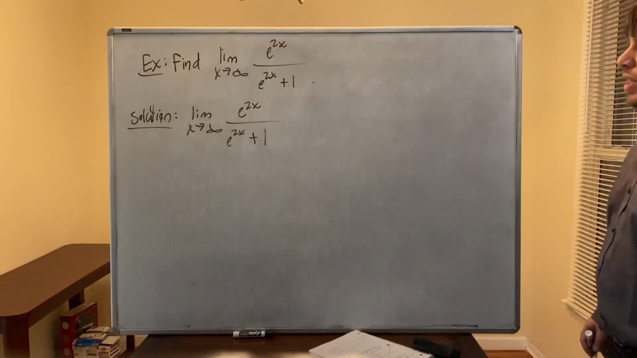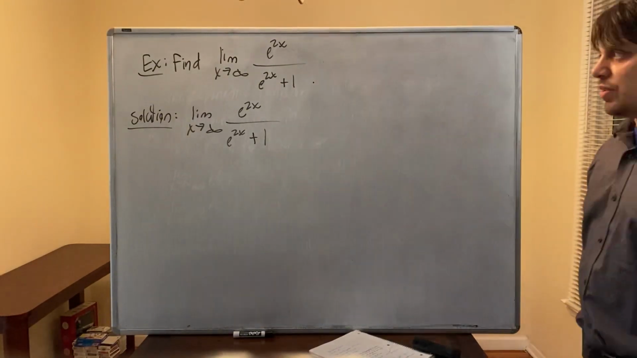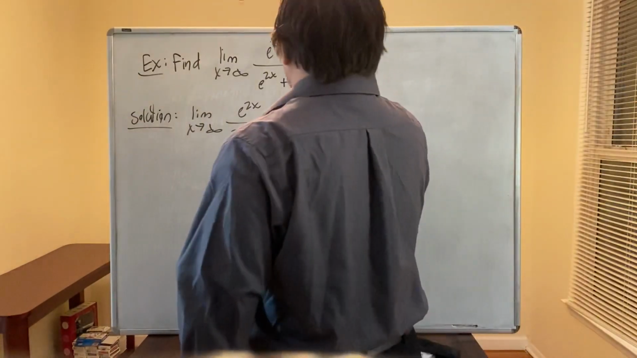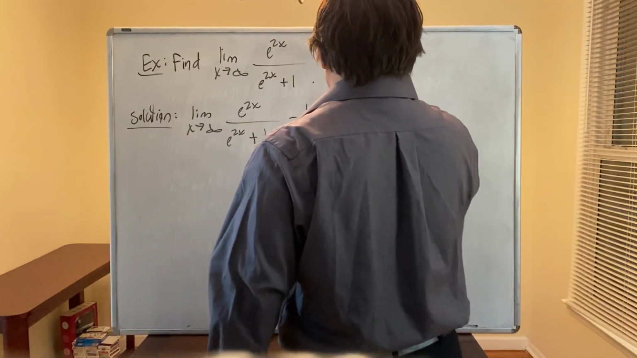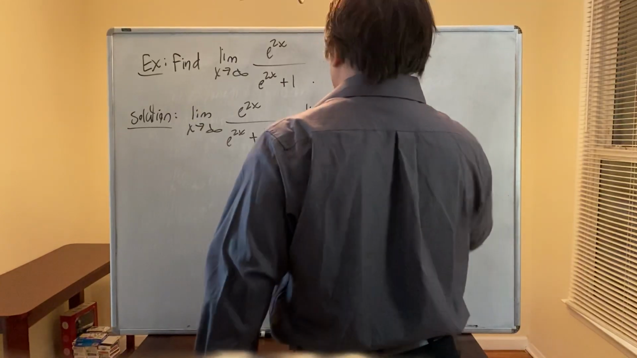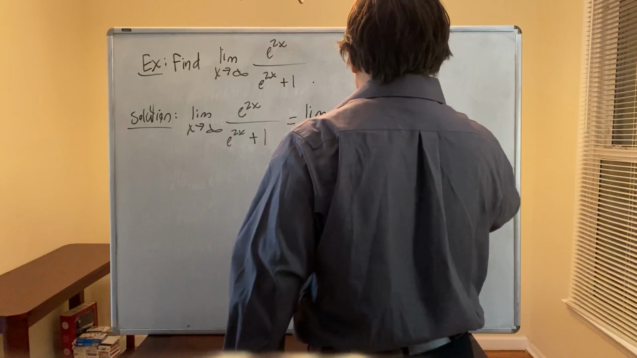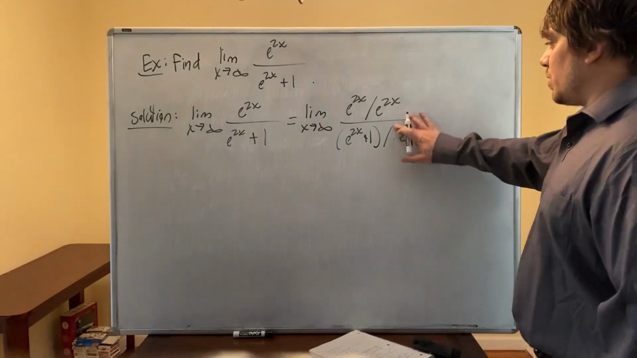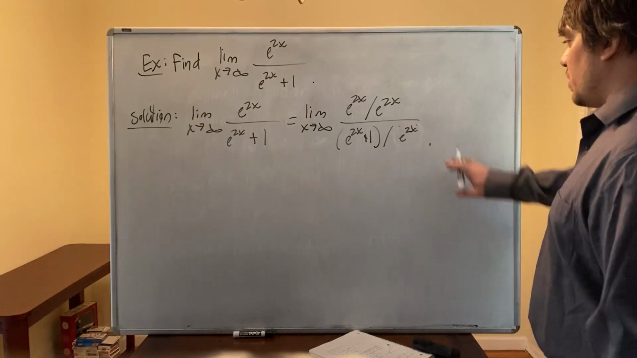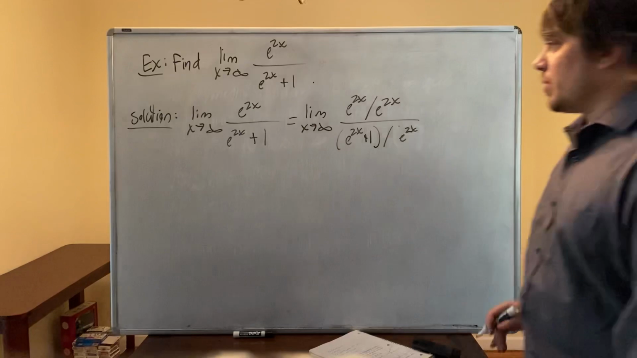Well, so I'm looking at e to the 2x and it's kind of weird. So I'm going to divide the numerator and denominator by e to the 2x. This is equal to the limit as x approaches infinity of e to the 2x divided by e to the 2x, divided by e to the 2x plus 1 divided by e to the 2x. So dividing the numerator and denominator by e to the 2x.